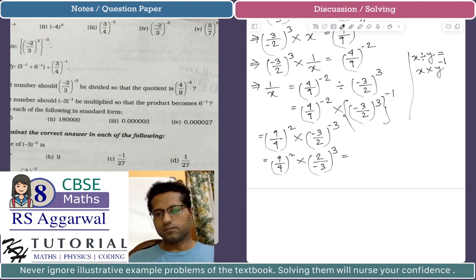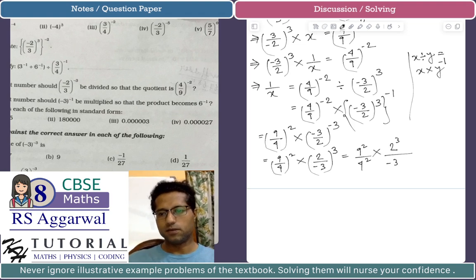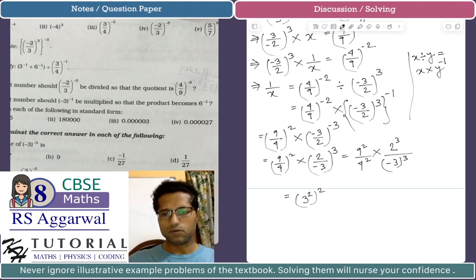Now you can split the exponents into rational form. So 9 by 4 whole raised to the power 2 is 9 square divided by 4 square, multiplied by similarly 2 cube divided by minus 3 cube. So this is equal to 9 square, I can write as 3 square whole raised to the power 2, and 4 square I can write as 2 square whole raised to the power 2, and we have 2 cube.